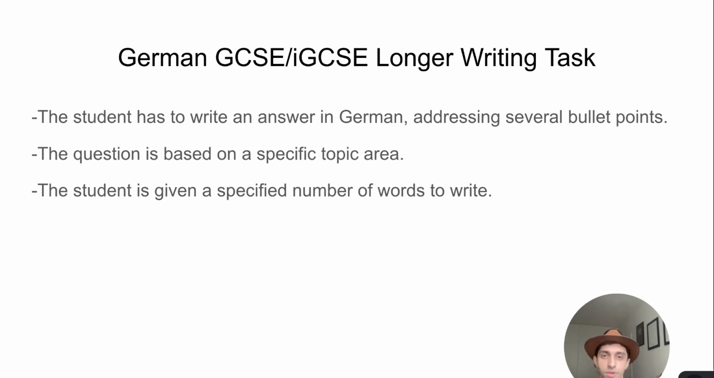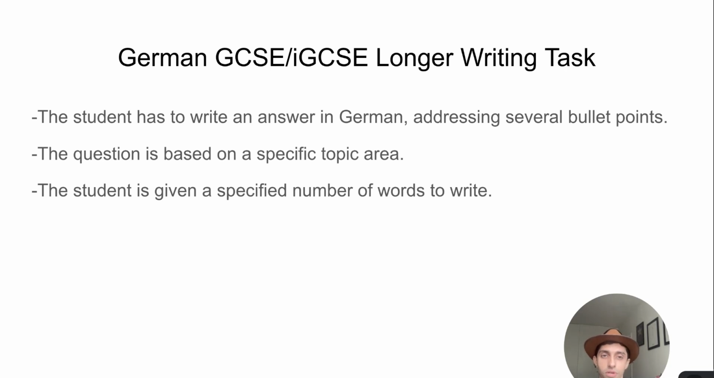And that is very important because in the longer writing task, as for the shorter writing task, there will be marks available in the mark scheme specifically for addressing every single bullet point that's there. The question is based on a specific topic area. That could be, say, potentially more challenging topics for most students, like the environment or social issues, or perhaps more standard ones like friends and family, home and daily routine, school, and so on. But no matter which question it is that you choose to answer, it should be related to a specific topic area.